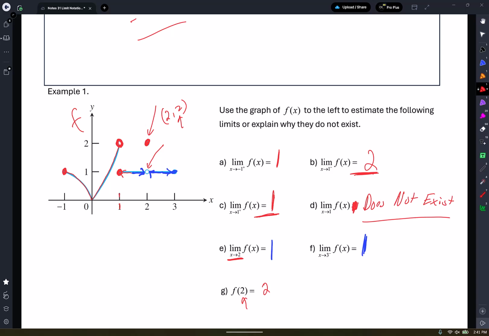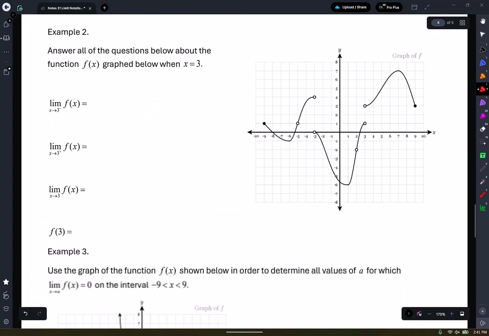Did I confuse anyone there? When x is 2, y is 2. That's where I'm defined. It's this point up here. 2, 2. Sorry, guys. We're good, though, right? Guys, we got it down for sure? All right. Let's go to the next page.